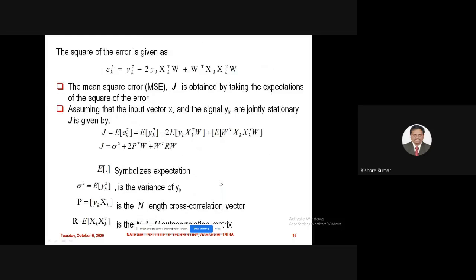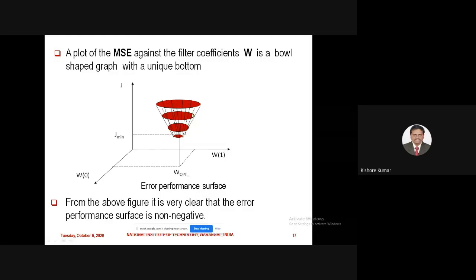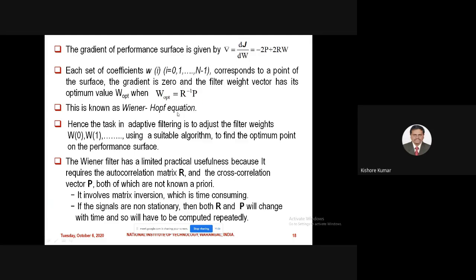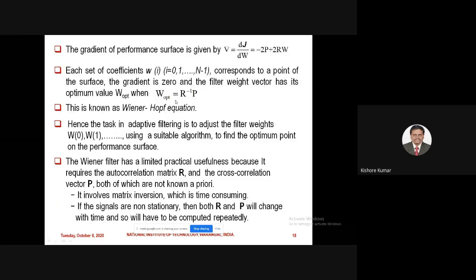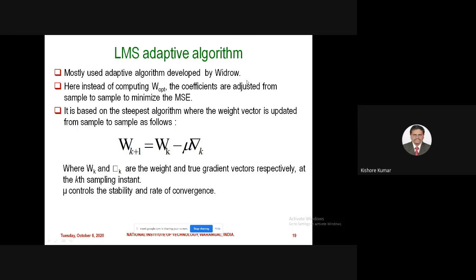as I said, a non-recursive system. This is actually the error performance surface. Normally we can see that the optimum weight of this particular thing is W opt equal to R inverse into P. It consists of cross correlation and auto correlation. That's why there is complexity. That's why we will go for an adaptive algorithm, where we can update the weights.